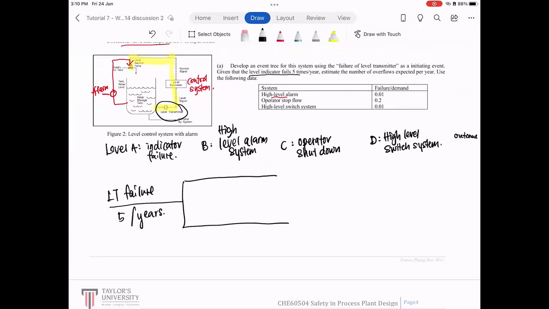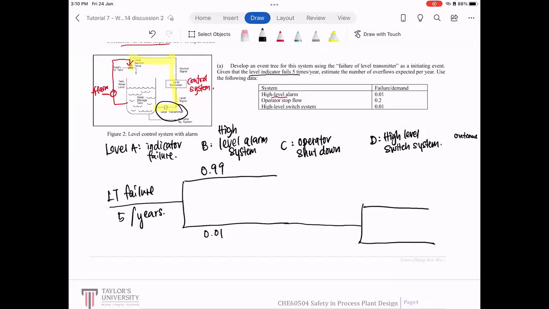Okay, and it says that the failure demand for the alarm is 0.01. So we assume the top is pass and the bottom is failure. 0.01 as the failure for the high level alarm, so 99% of the time it will ring. Okay, so assuming when it doesn't ring, we still have this.